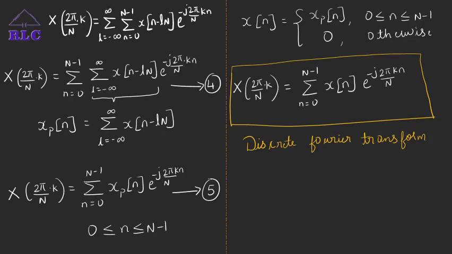Where a frequency domain signal is sampled into equidistant spaces, and we obtain a discrete Fourier transform of x of n, that is DFT of x of n, where x of n is a discrete time signal. We get these discrete samples from a frequency domain signal. This value is nothing but X of 2 pi by N into k. Discrete Fourier transform of x of n is nothing but X of 2 pi by N into k.